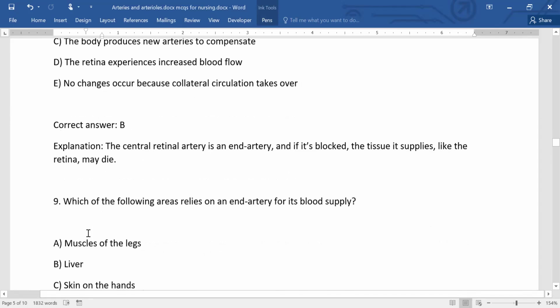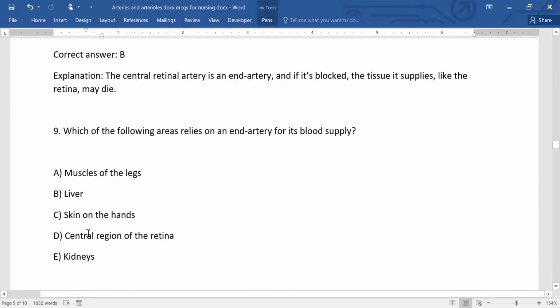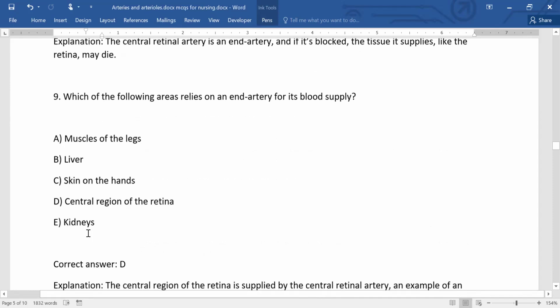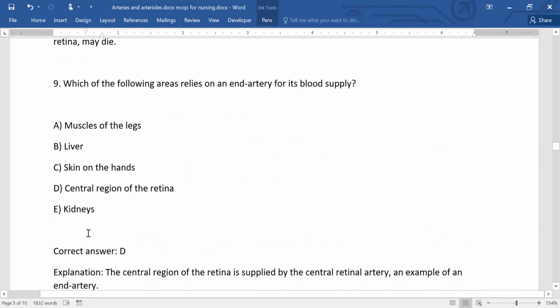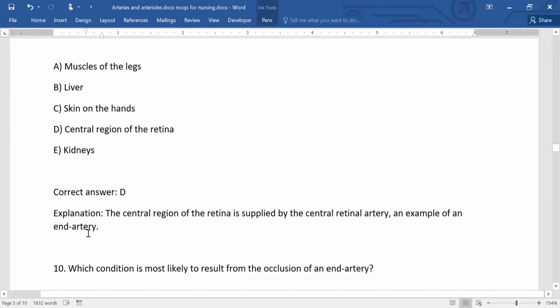blood. Which of the following areas relies on the end artery for its blood supply? So basically, the question is where the end arteries are present in the body. Muscles of the legs, liver, skin on the hands, central region of the retina, kidneys. So the correct answer is the central region of the retina.